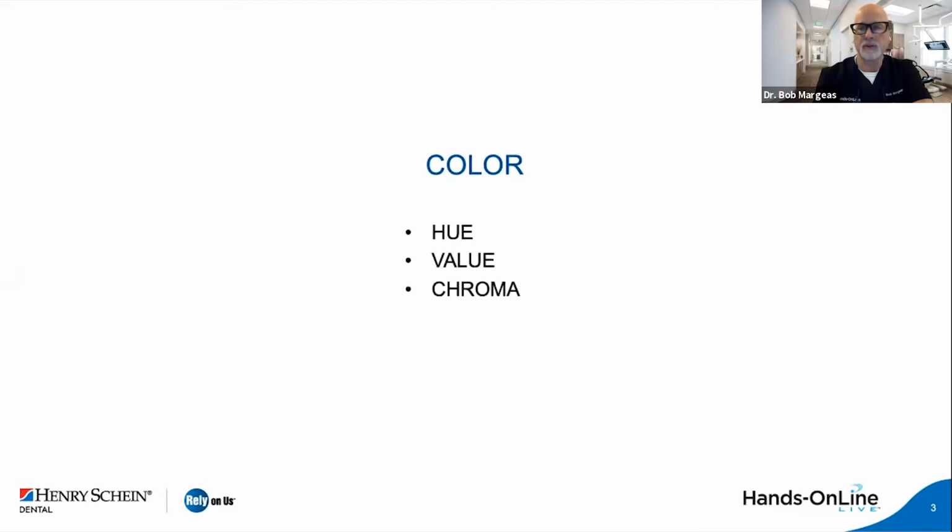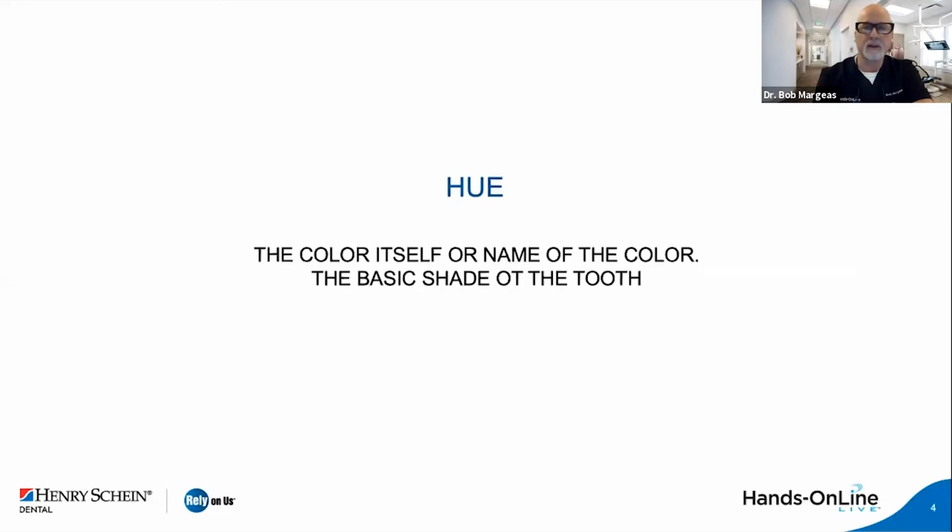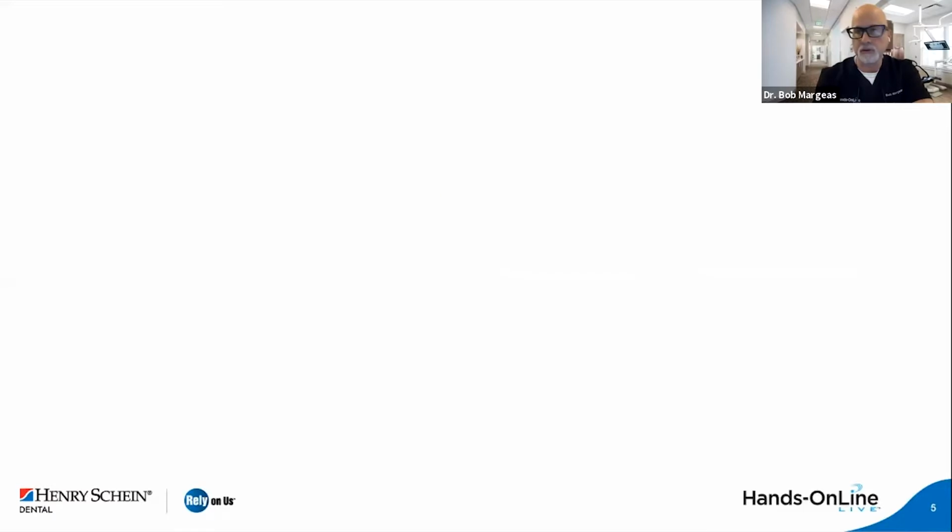And today we're going to do a polychromatic veneer from start to finish, utilizing just 2 shades of composite, but utilizing some tints in order to bring up some of the chroma and the value for the incisal translucency. What is hue? Hue is really the color itself, the name of the color. It's a basic shade of the tooth. If I said this was A1, A2, A3, that's the shade. Or if I said it's blue, green, yellow, that would be the hue or the shade of the tooth. A1, A2, A3, that is the hue.